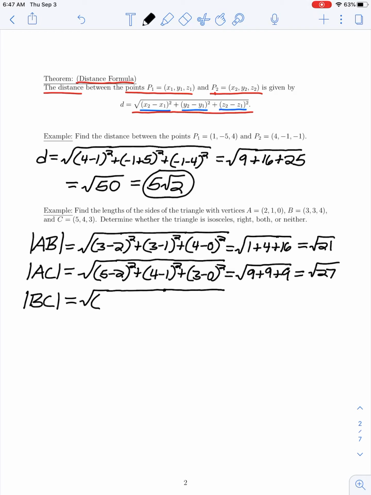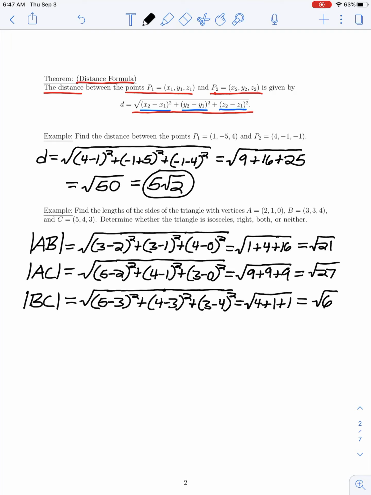So for the x coordinates, we would have 5 minus 3 squared, plus for the y coordinates, we would have a 4 minus 3 squared, and for our z coordinates, we would have 3 minus 4 squared. So this gives us a 2 squared, or 4, plus 1 squared is 1, and then plus 1 squared is 1, so we're left with root 6.